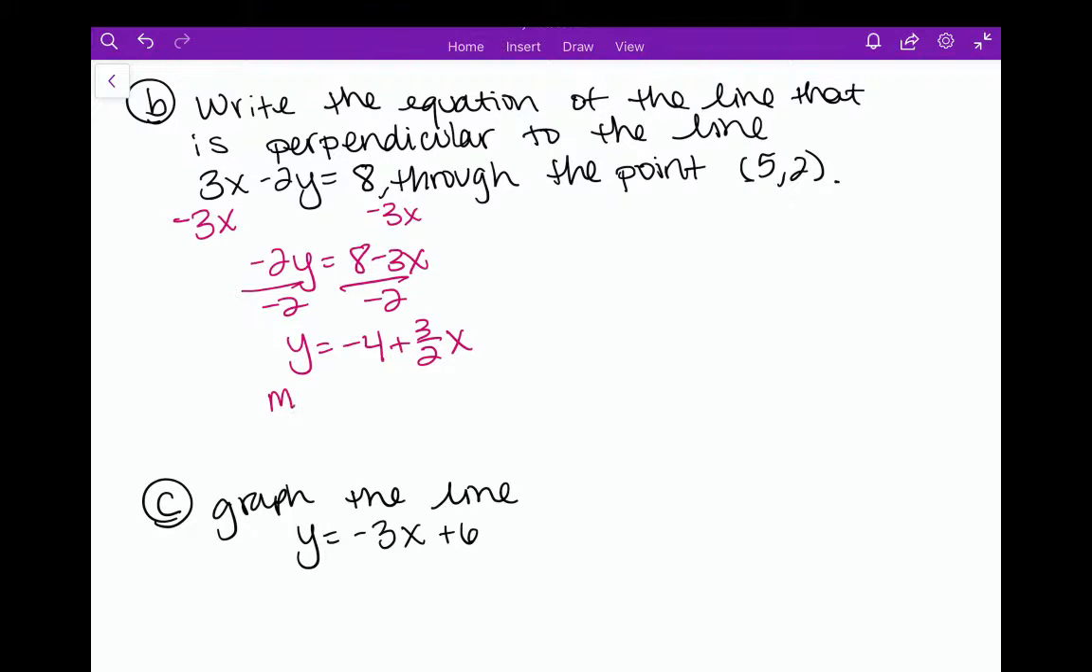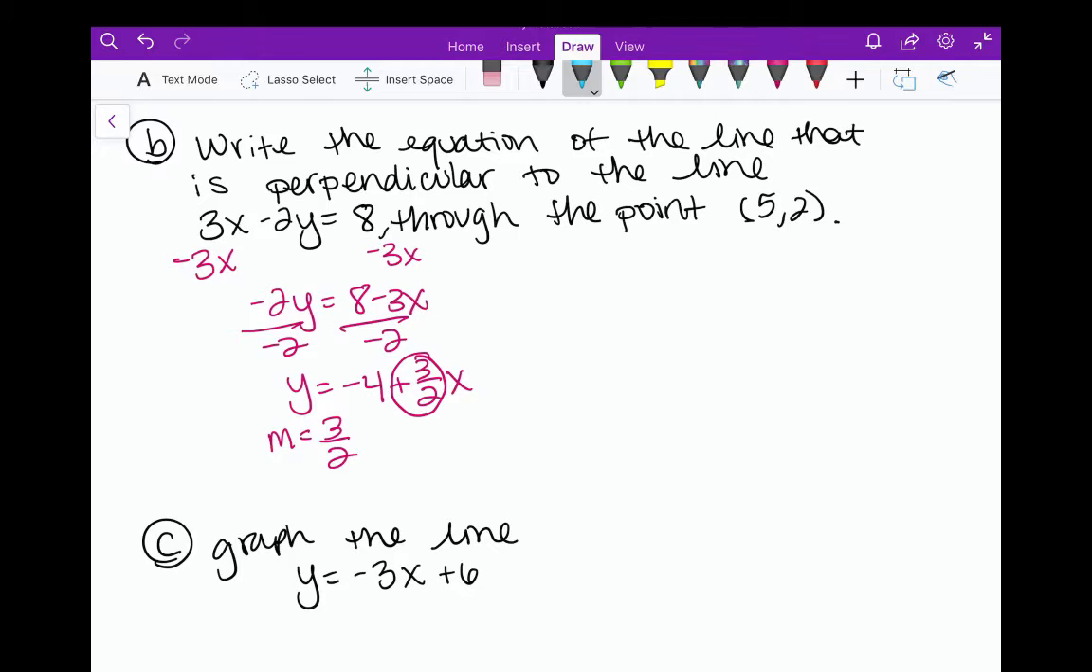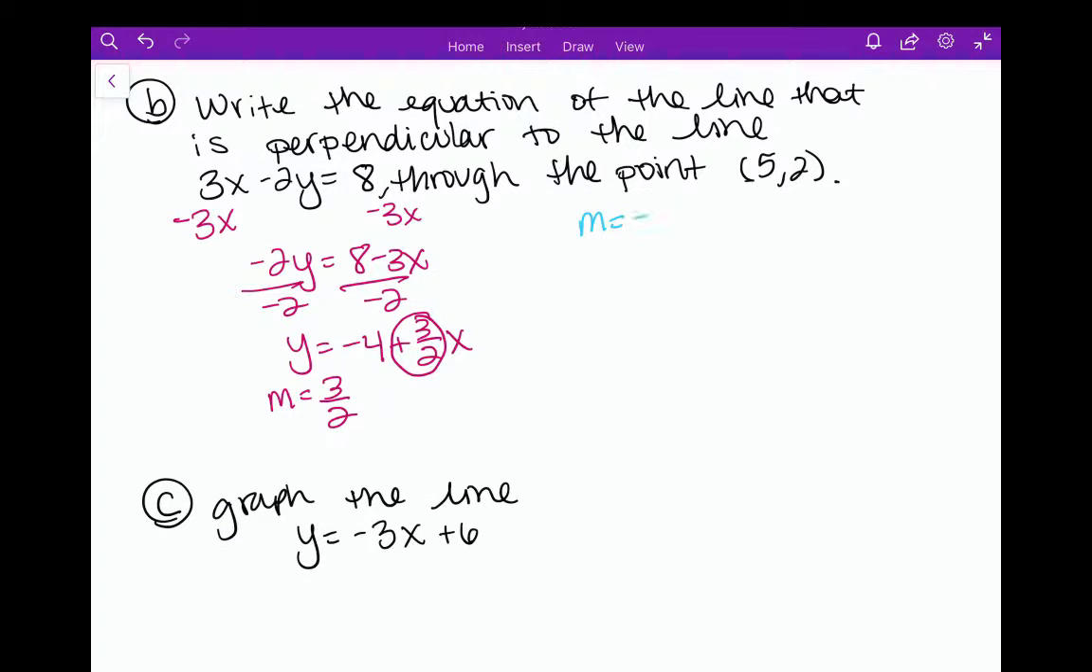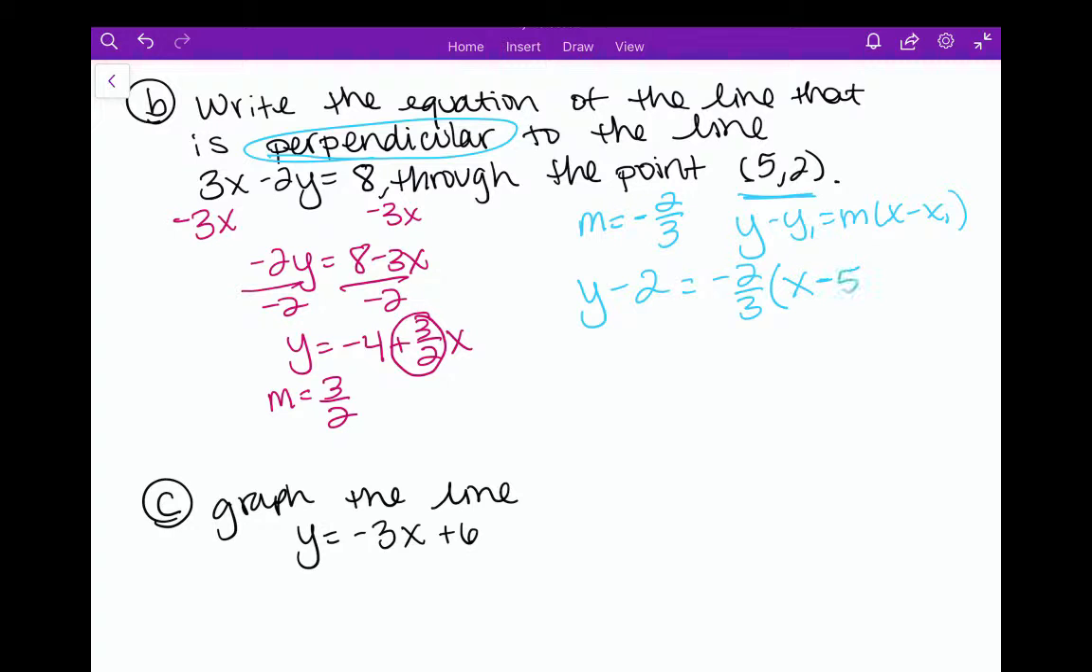So what is my slope? My slope of my original line is 3 over 2. So the slope of my perpendicular line needs to be negative 2/3. That's going to be the slope of my perpendicular line. And that line goes through this point. So now I'm going to use point slope form. y minus y1 equals m times x minus x1. So y minus y1, which is 2, equals m, which is negative 2/3, parentheses, x minus x1, which is 5.